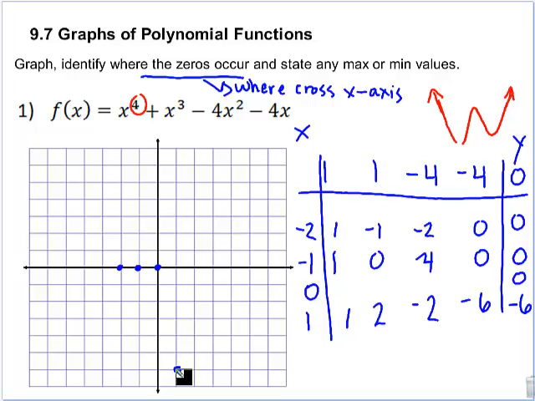We have to go further over. Yeah, we're going to have to keep going in some different directions here. So let's go with 2 as well. So we drop down the 1. 1 times 2, 2. Add it to 1, 3. 2 times 3, 6, add it to negative 4, 2. 2 times 2, 4, add it to negative 4, 0, and then this one will also be 0. 2, 0.